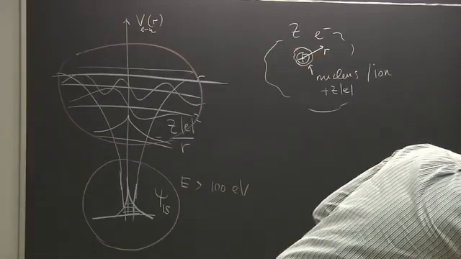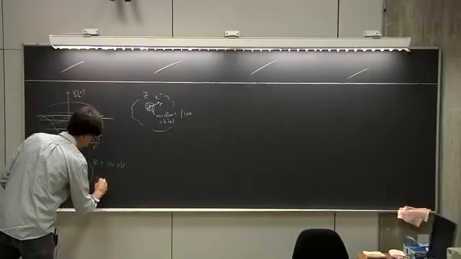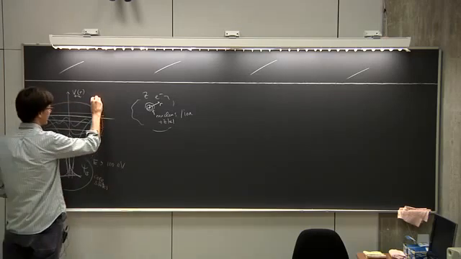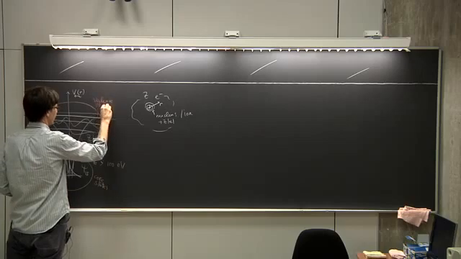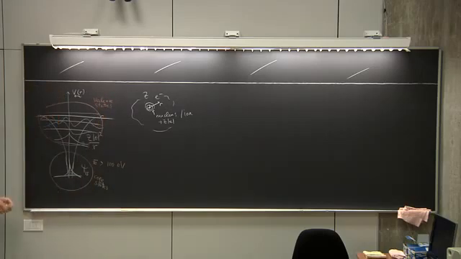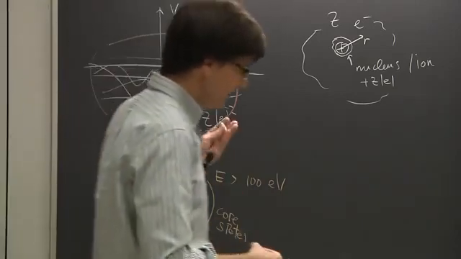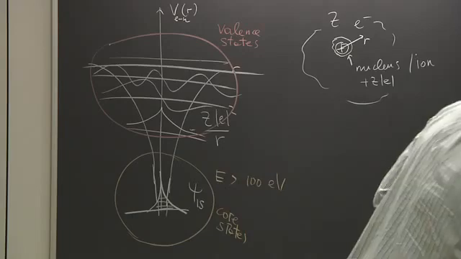So these states are called core states, and these states are called valence states. Actually, something interesting can be extracted out of these considerations.